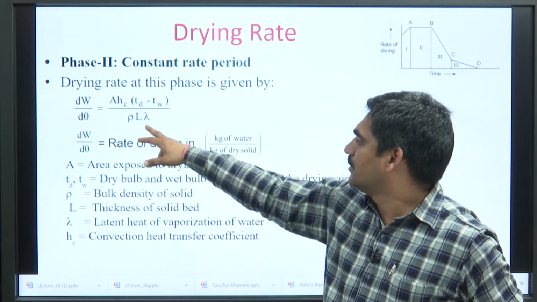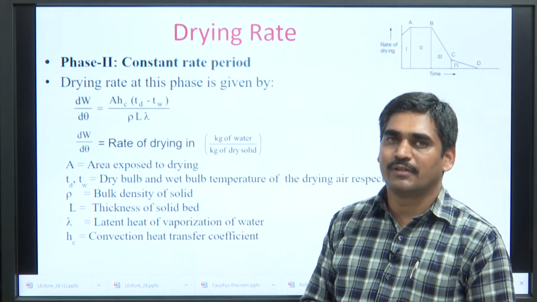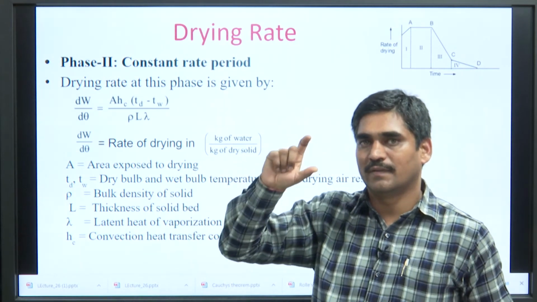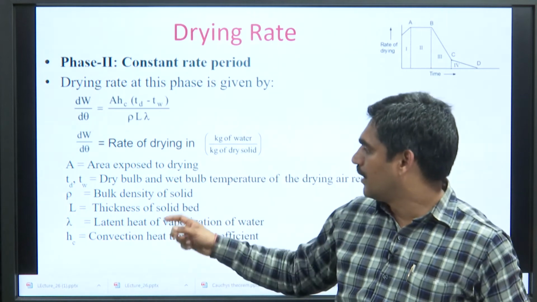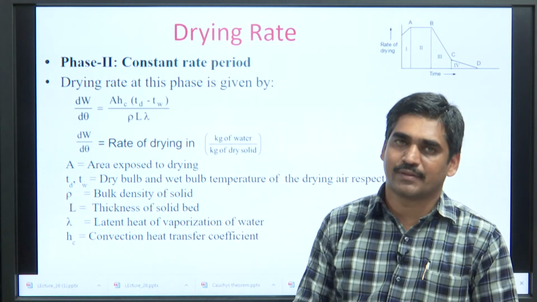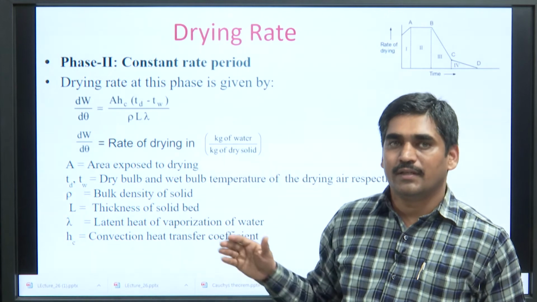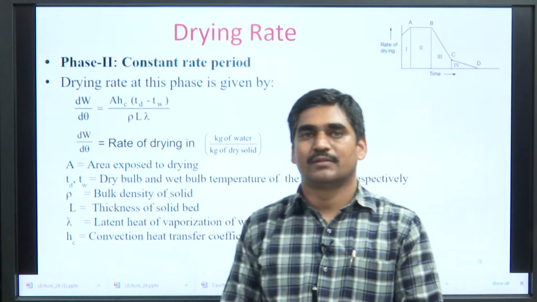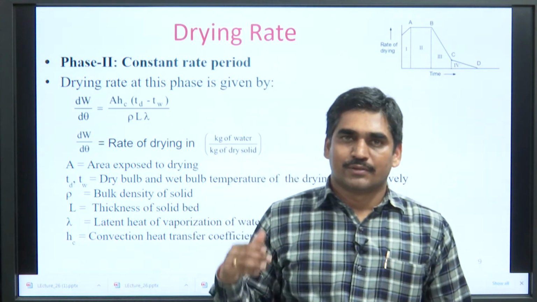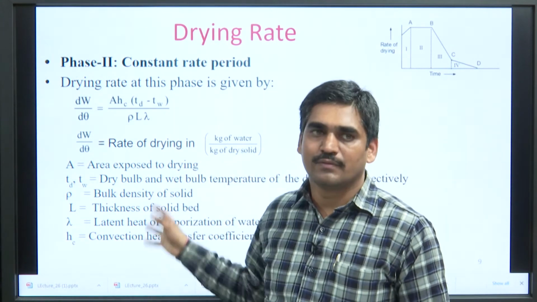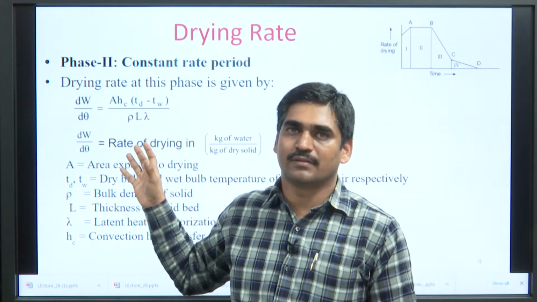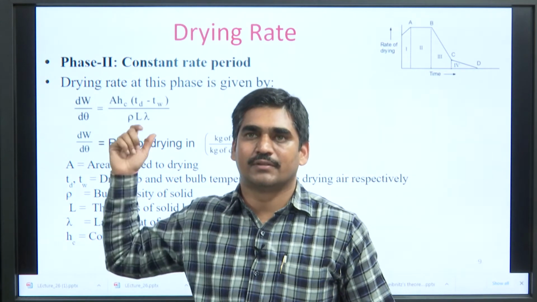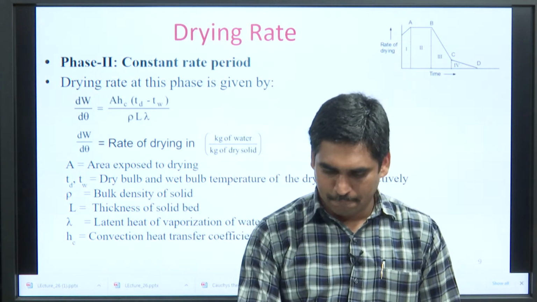Rho is the bulk density of solid, L is the thickness of solid bed which is exposed to drying, lambda is the latent heat of vaporization of water, Hc is the convection heat transfer coefficient. So, with the help of this equation we can determine the drying rate that takes place during this period.